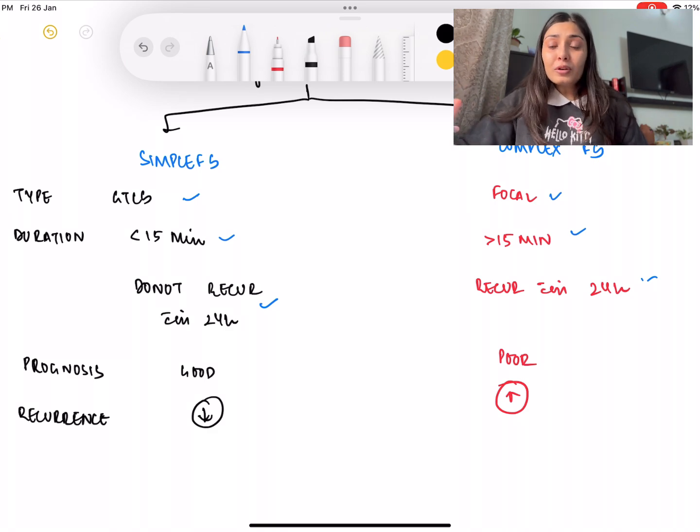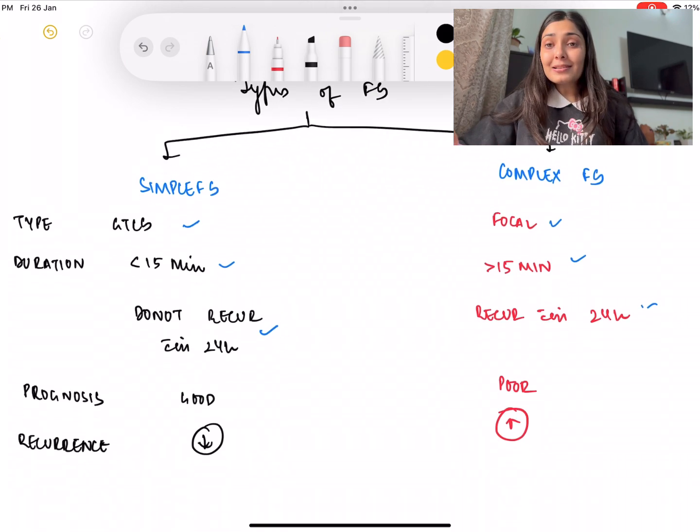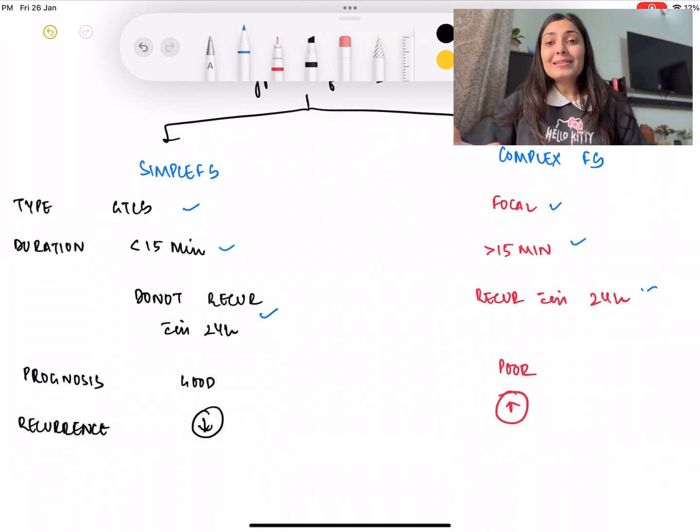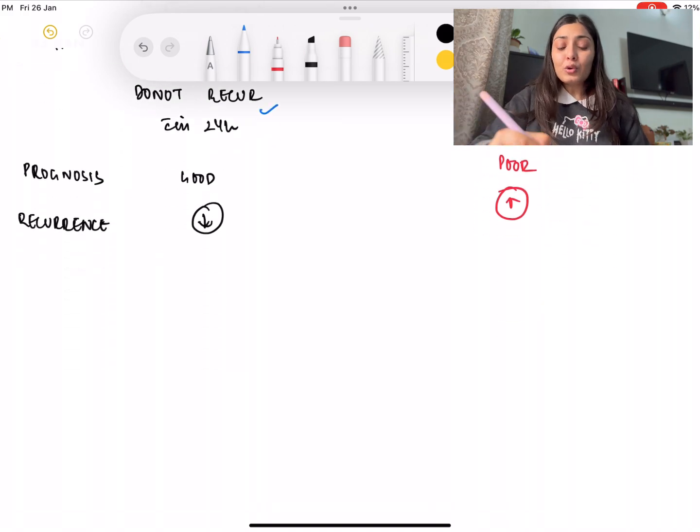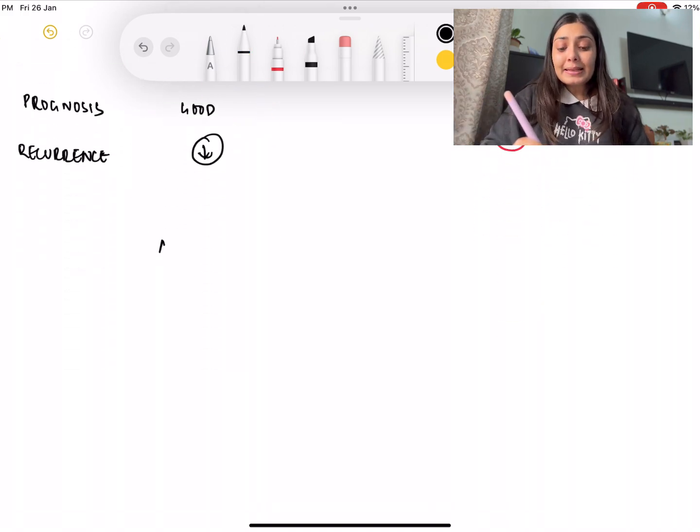It is important for us to know the criteria and the definitions here of the types of febrile seizure, because the diagnosis of febrile seizure is made purely by history and examination. So let's talk about the diagnosis here. It is a clinical diagnosis. We make it by history and examination.